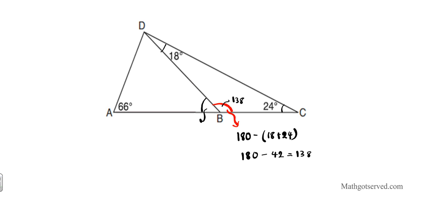Then what is the measure of this angle going to be? It's simply going to be 180 minus 138, since these two angles are a linear pair, all right? If I subtract it, I'll get 42. So this angle right here is 42. So we know that this side is longer than this side because this angle is bigger than this angle.